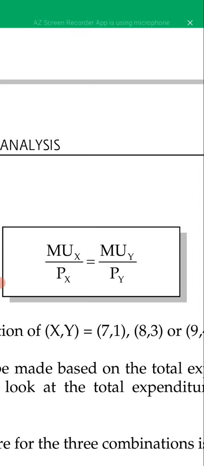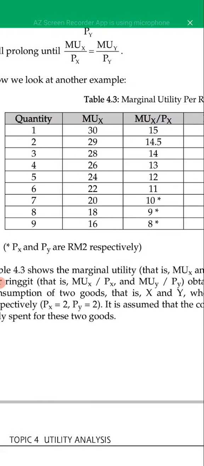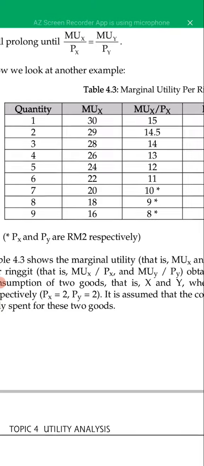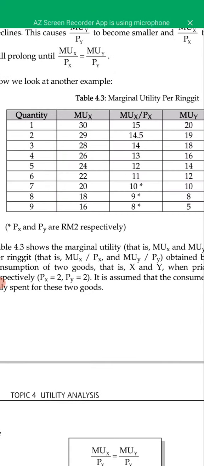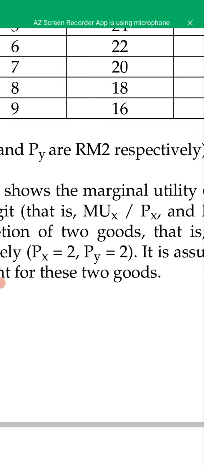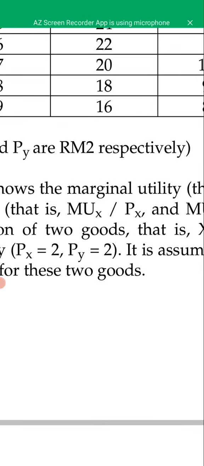So the condition is that this bundle must meet this condition. You need to find a point where the marginal utility of X divided by the price of X is equal to the marginal utility of Y divided by the price of Y. So you go back to the table, then you search for those points. You have the quantities, you have the marginal utilities of X. Given under this table, you have been given the prices: the price of X is equal to 2, and the price of Y is also equal to 2.